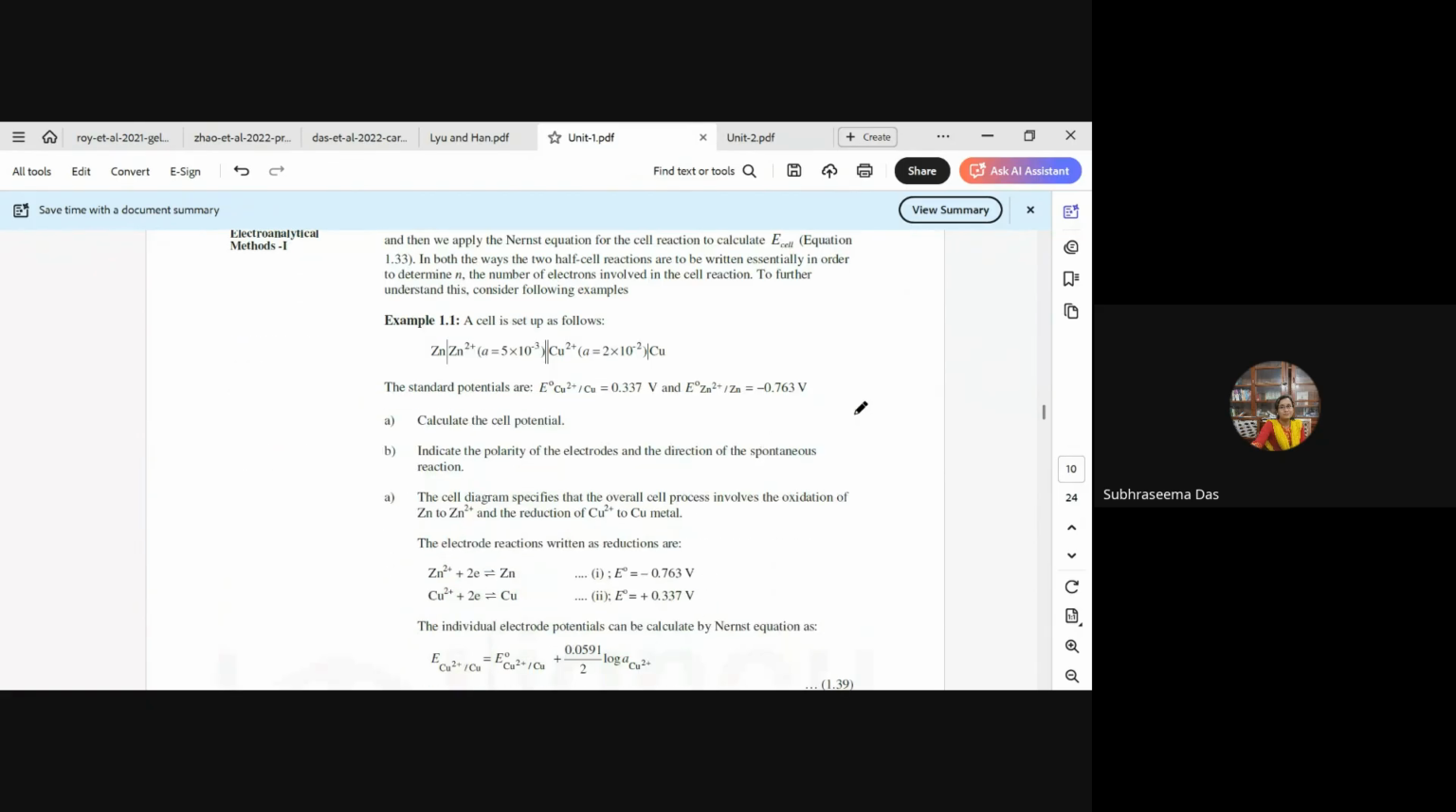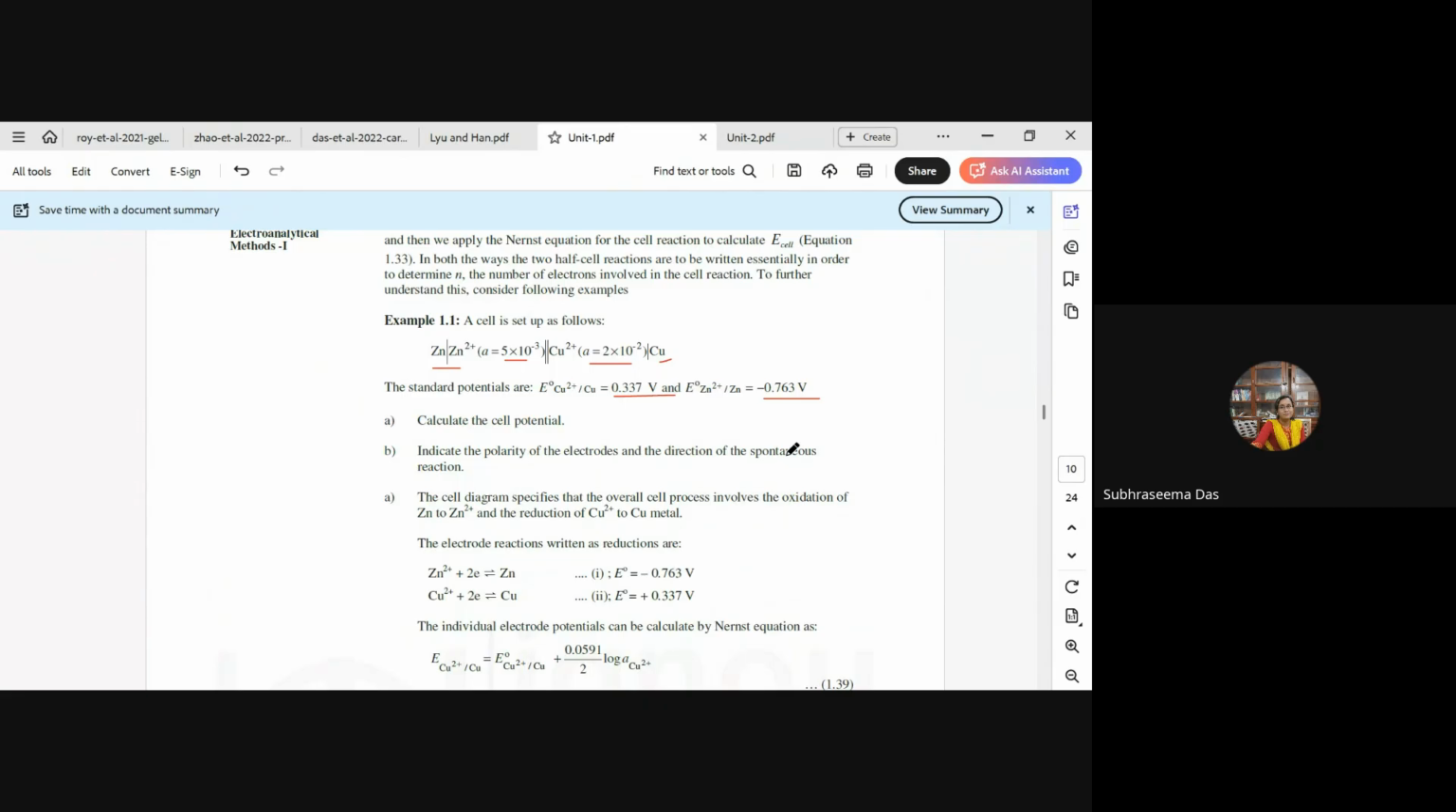So one example has been shown here. Looking at the first example, a cell is set up as follows. The cell is zinc 2 plus, where the activity of zinc 2 plus is A equal to 5 into 10 to the power minus 3, and copper 2 plus, where the activity of copper 2 plus is A equal to 2 into 10 to the power minus 2, with copper. The standard potentials are provided: E0 for copper 2 plus to copper is 0.337 volt, and E0 for Zn2 plus to Zn is minus 0.763 volt.